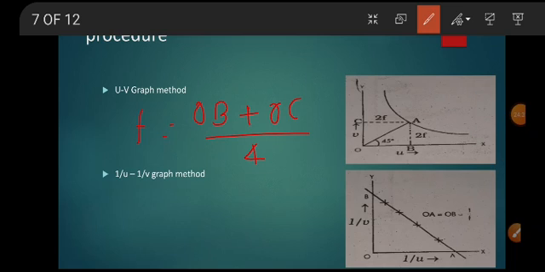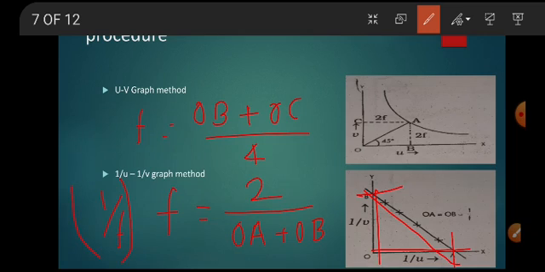Now another graph is drawn with 1 by u values on the x-axis and 1 by v values on the y-axis, to the same scale. The graph is a straight line. When extended on both sides, the line makes equal intercepts, OA and OB, on both axes, which are equal to 1 by f. So here you can take the value f equals 2 by OA plus OB.